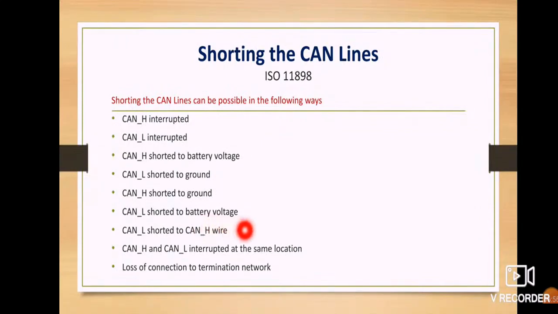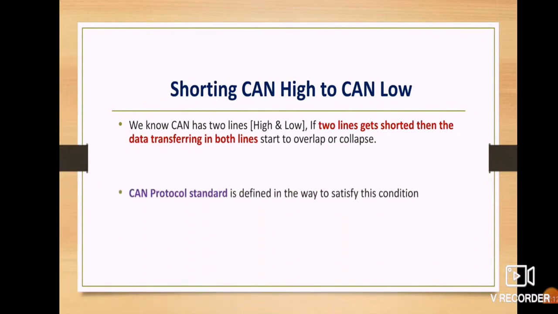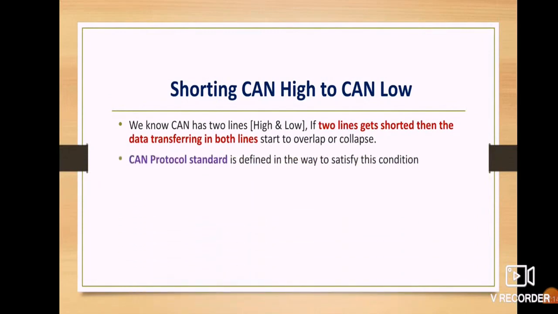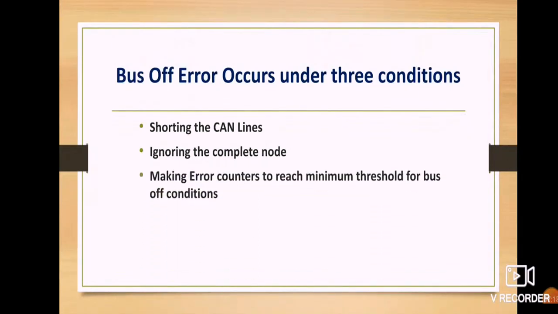Then loss of termination network, where you can just switch off the connection where the source of the CAN is. So these are the ways, apart from the shorting we have seen here. The upcoming tutorial will cover how to ignore the complete node, and also how to make the error counter reach the minimum threshold for the bus off condition.